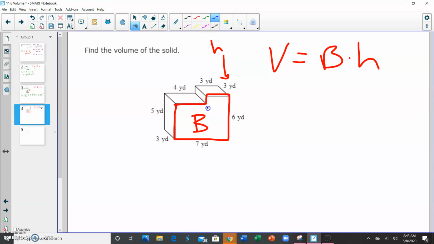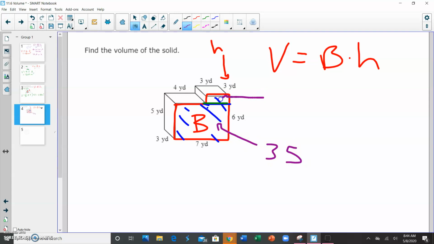I'm actually going to break that up into two separate parts. That other one is also part of your base. So this whole thing is your base, but I'm going to break it up into two separate parts. So this part is 7 times 5, so this part right here is 35.